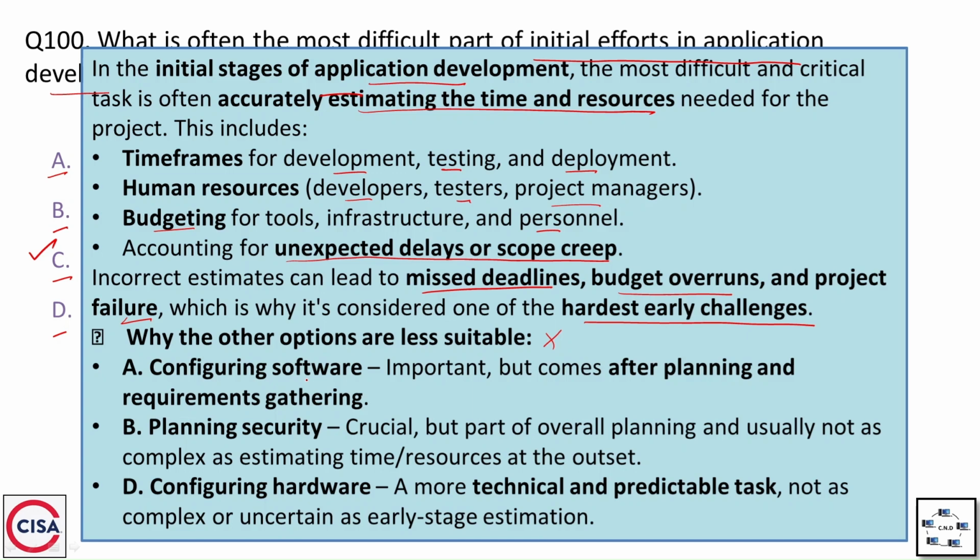Why the other options are less suitable? Option A, configuring software is important but comes after planning and requirements gathering. Option B, planning security is crucial but part of overall planning and usually not as complex as estimating the time and resources at the outset. And option D, configuring hardware is a more technical and predictable task, not as complex or uncertain as early stage estimation.